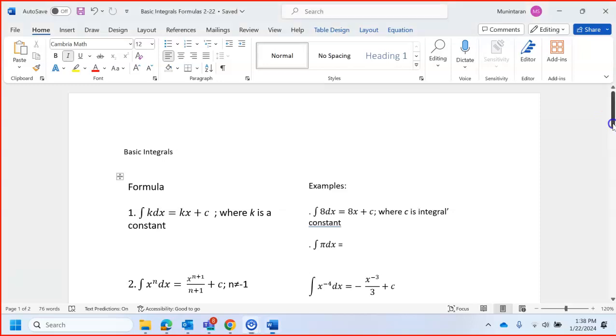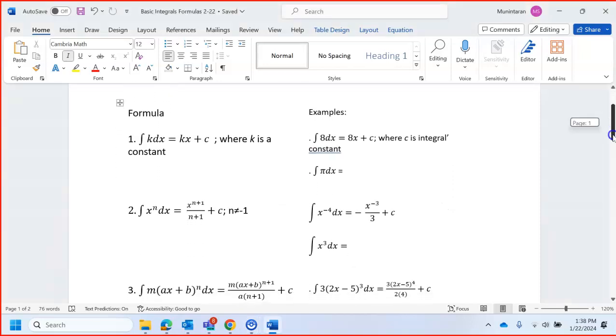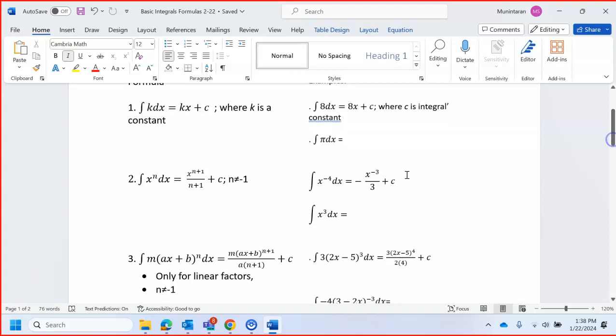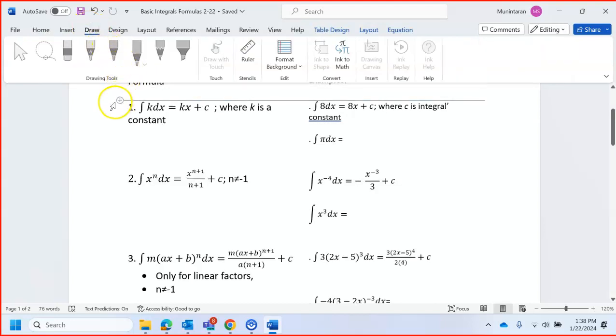All right. The formula, we know that the integral of a constant gives you the constant times x plus your c, which is known as the integral constant. Therefore, integral of 8 dx gives you 8x plus c. Okay, nothing funny. Just straight away you have 8x plus c.